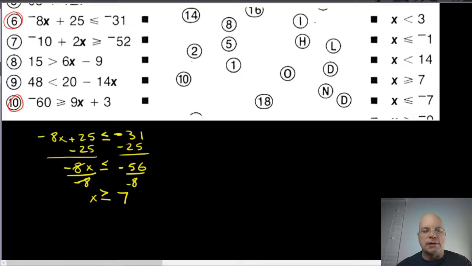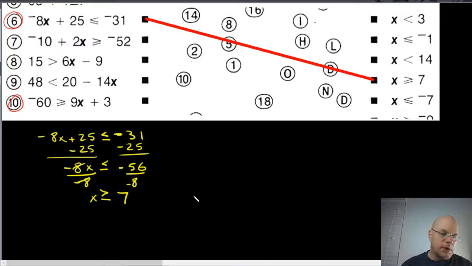We can now connect this to the expression on the right that shows x is greater than or equal to 7, which is right here. And you'll see that it passes through the number 5 and the letter D. So in the puzzle at the bottom, you could put a D underneath the number 5. Let's now look at number 10.